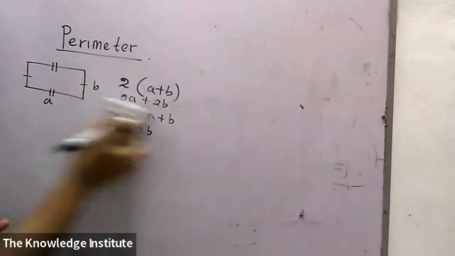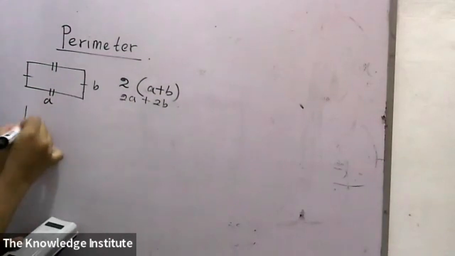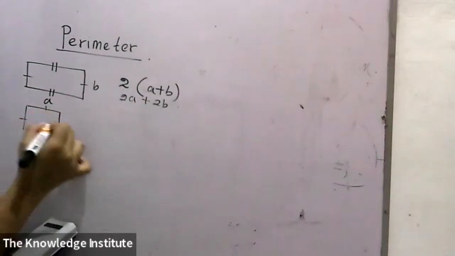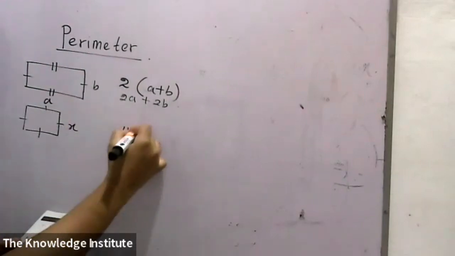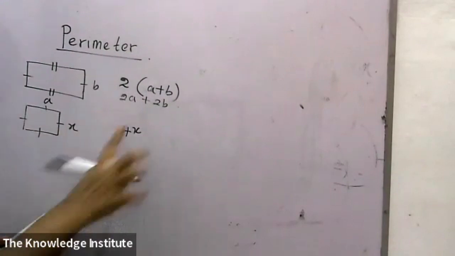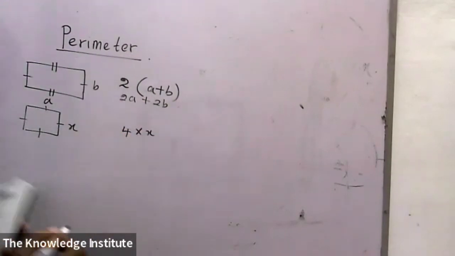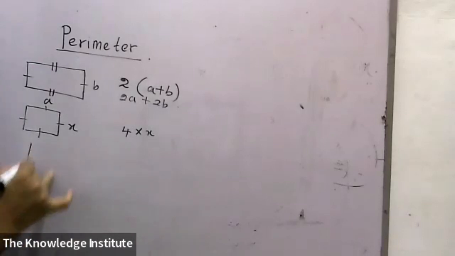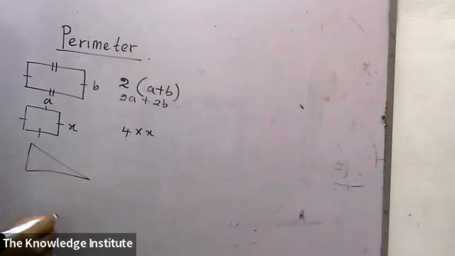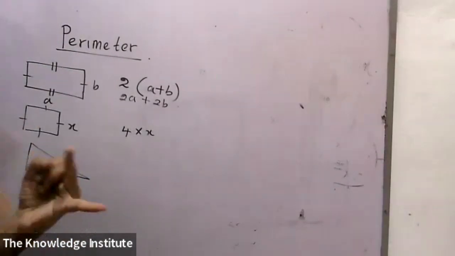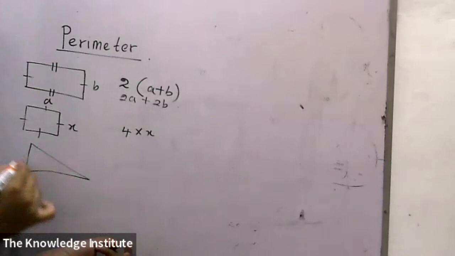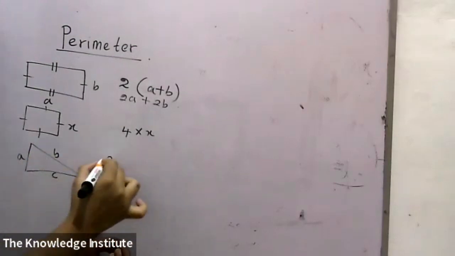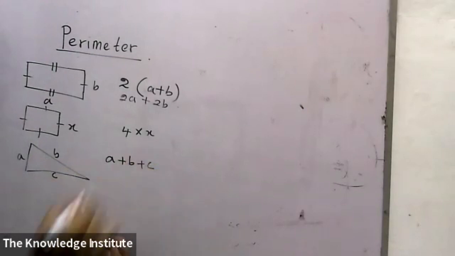Then you have a square. What can you tell? The four sides are equal. So let's take each side as x. x plus x plus x plus x gives you 4x, or 4 multiplied by x. Then triangle. We have 3 types of triangle, right? One, all 3 sides are equal. The next one, 2 sides are equal. The next one, all 3 sides are unequal. I'm taking the sides as A, B, C. Whatever it is, you definitely add all 3 sides.